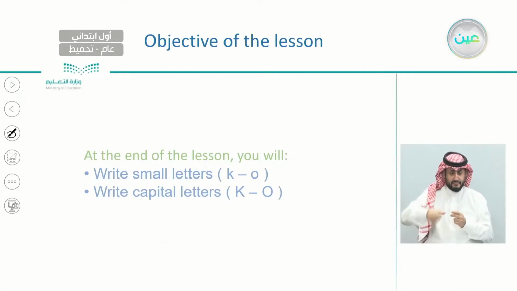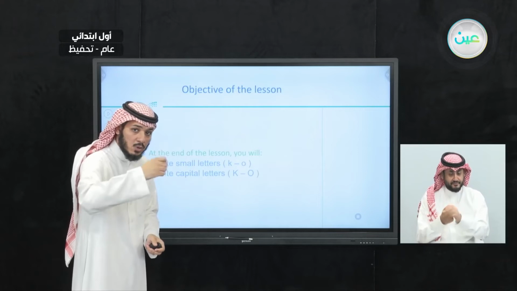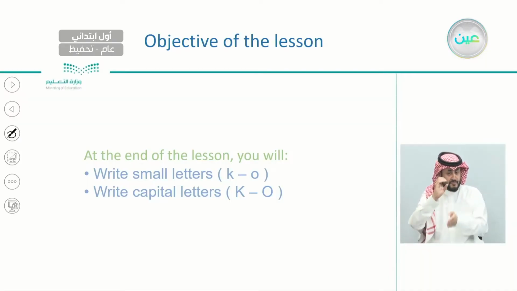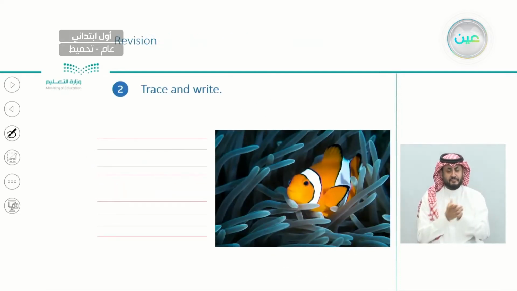Okay, what will you learn today? You will learn how to write with a pen, how to write small letters K to O, from K up to O, and write capital letters K to O, okay? But before we start, let's make a revision for the last letters we took last time.